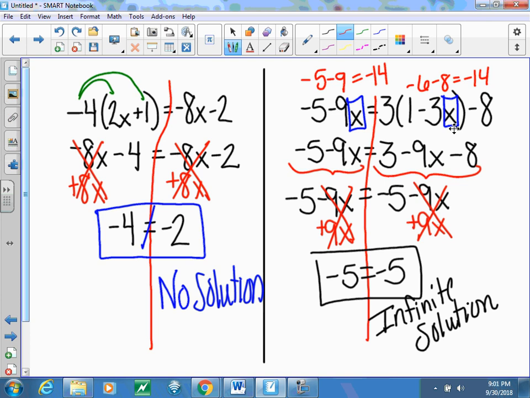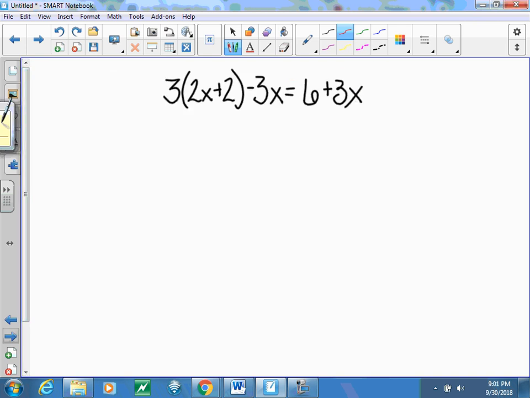So on your page of notes, there are 4 additional examples. What I would like you to do is to look at the first one. I want you to actually pause this video, try doing the problem on your own, and once you finish it, start the video back up and we'll see if you got the right answer. So go ahead and pause it.